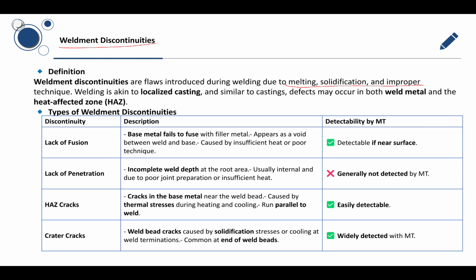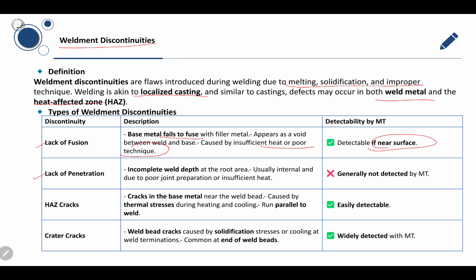Welding is very much like a localized casting process. So defects can occur in both the weld metal and the heat affected zone. Here are some examples and their MT detectability. Lack of fusion. This occurs when the base metal fails to fuse with the filler metal, appearing as a void between the weld and the base. It's caused by insufficient heat or poor technique and is detectable if it's near the surface.